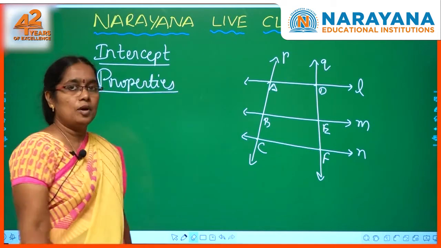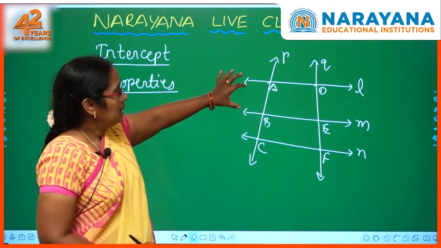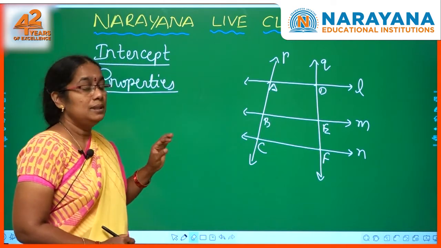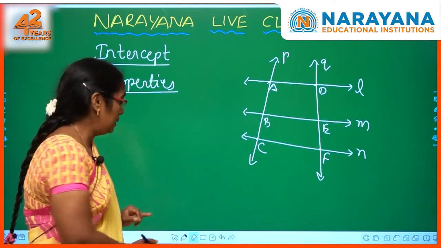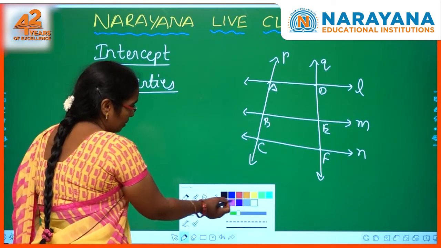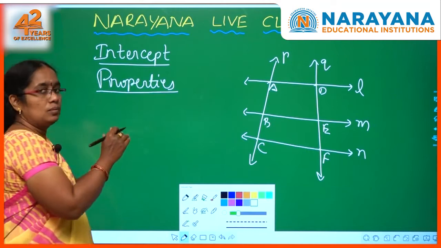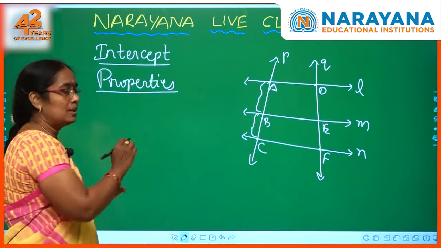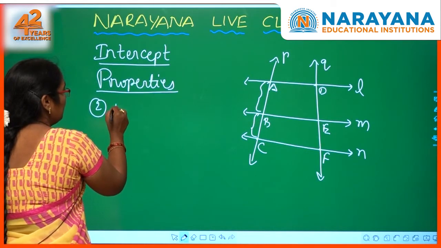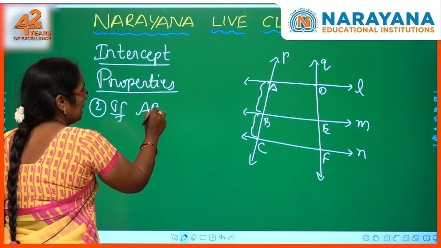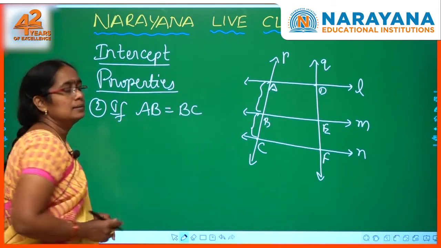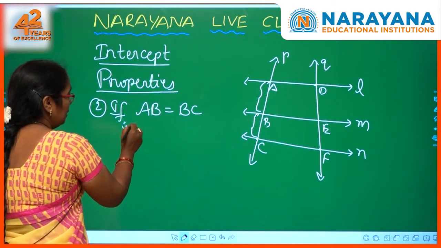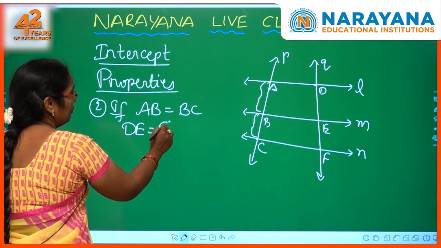Then coming to the second property, suppose if the lengths of these intercepts are equal, I mean what I want to say is, if AB length and BC length is equal. Second property is, if AB length is equal to BC length, same way DE length is equal to EF length.